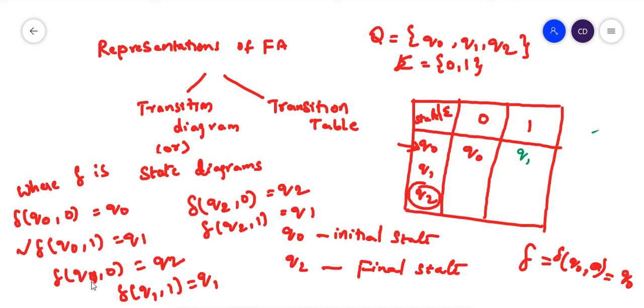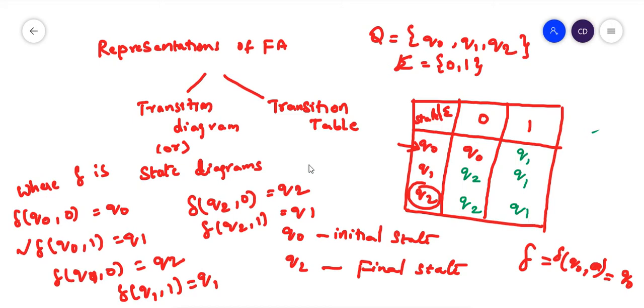And then for the transition function for Q1 with 0, you move to state Q2. And Q1 with 1, you stay at state Q1 itself. From Q2, taking input 0, we move to state Q2. From Q2, taking input 1, we move to state Q1. Right? So this is how you can represent your finite state machine by using the transition table.